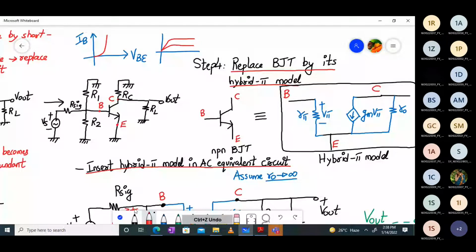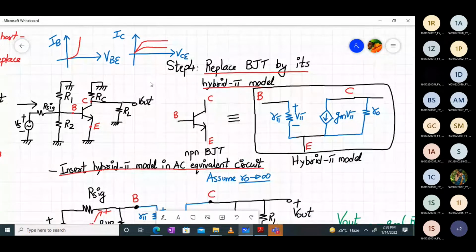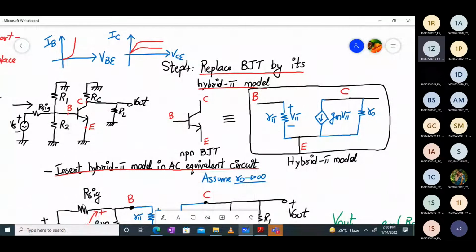So now, looking at the characteristics, can you say that the BJT is a linear device? This will be IC, and this will be VCE. So this is my output characteristic, and this is my input characteristic. Looking at the characteristics, is the BJT a non-linear or a linear device? It can be linear in a certain range, but over the overall range it's non-linear. So the BJT is non-linear.